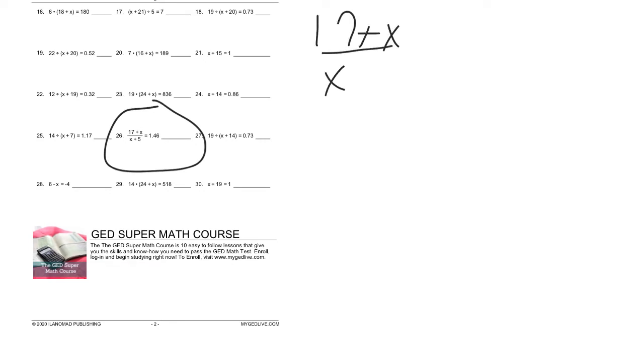As you know, you can simply go to the website mygedlive.com, or you can go into the description of this video and get the link, and you can download this worksheet that we're going to work on. But this week we're going to do question number 26. So that question is (17 plus x) over (x plus 5) equals 1.46.